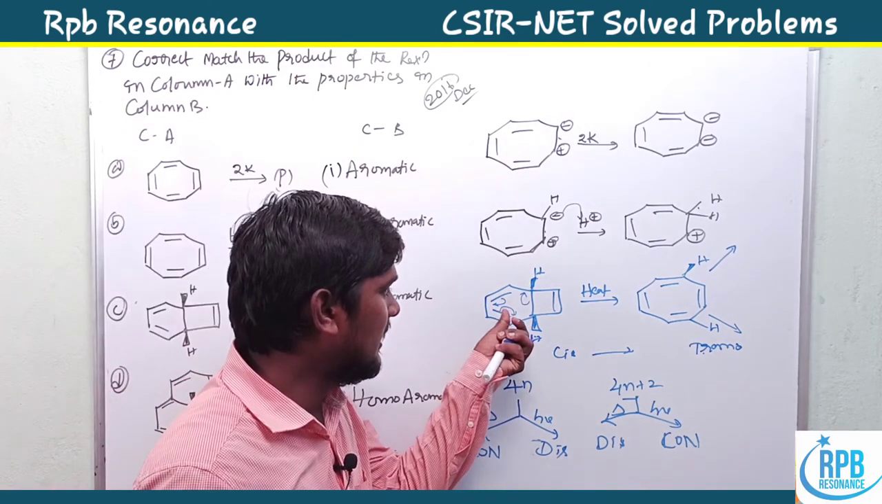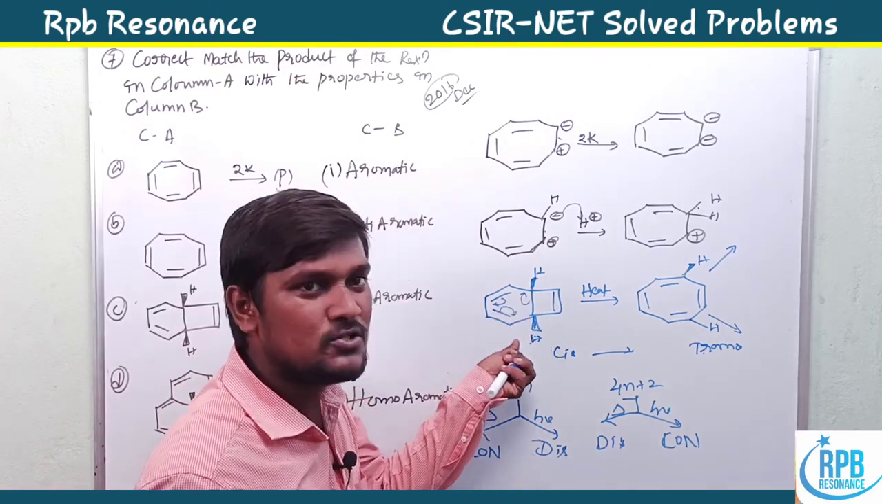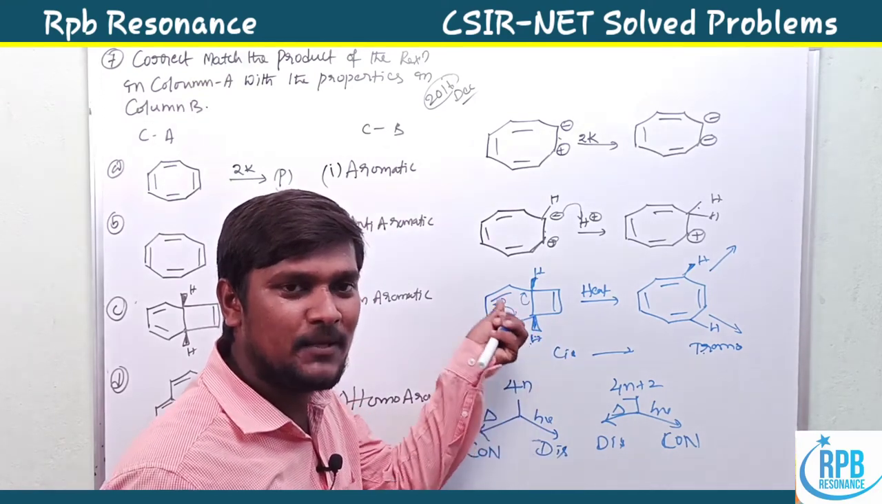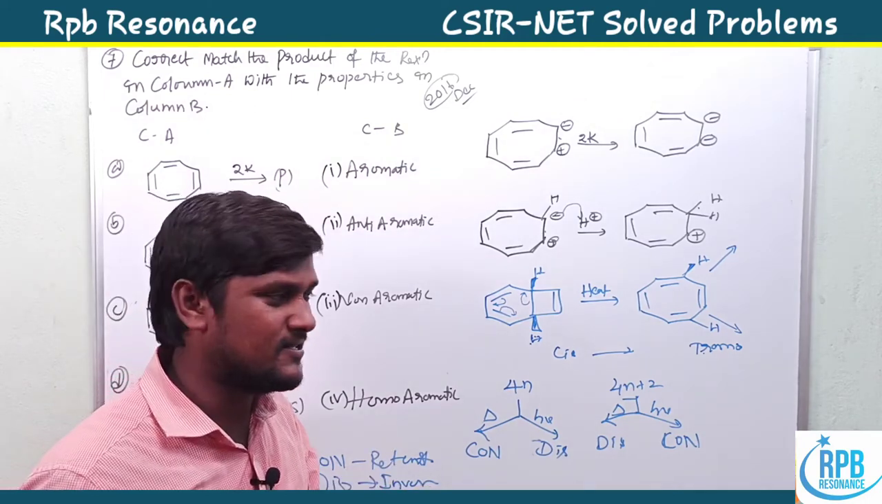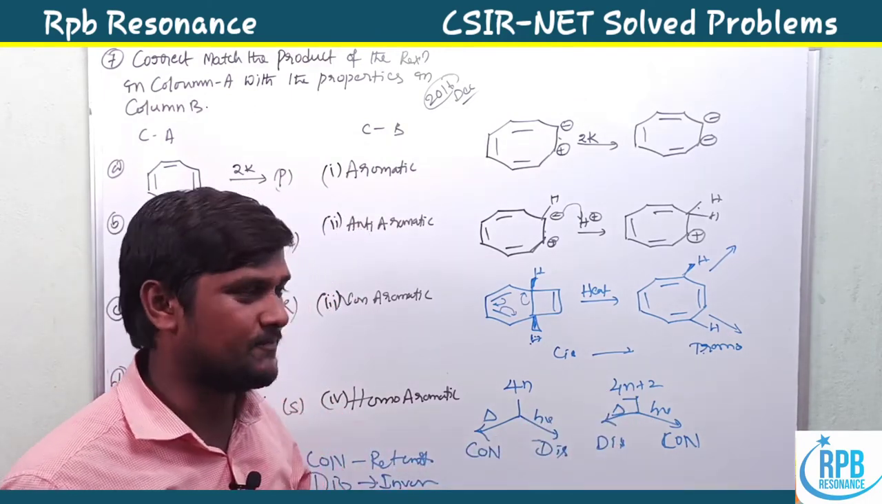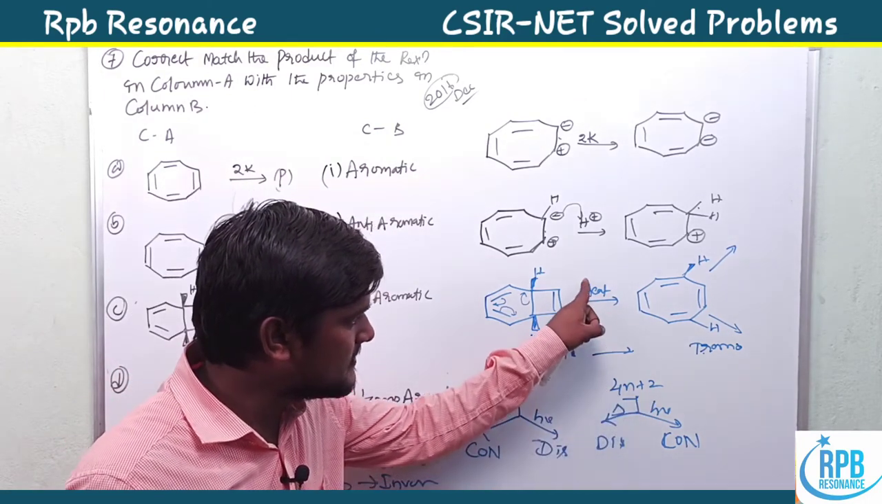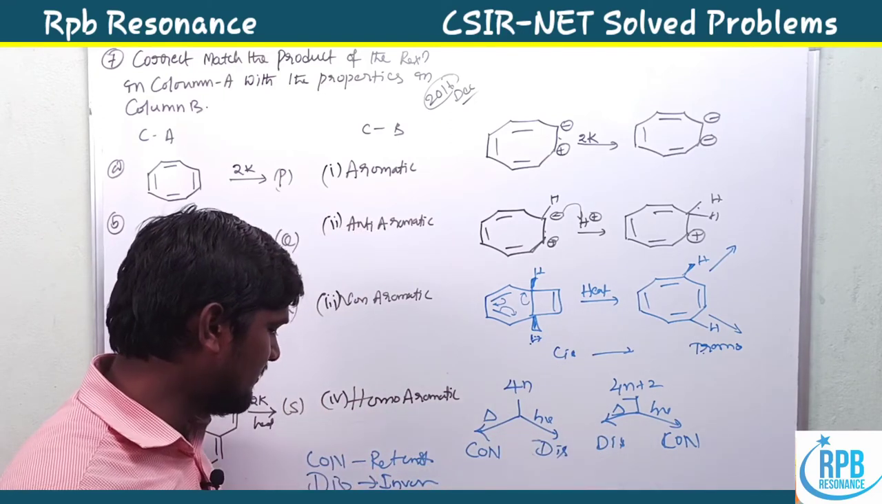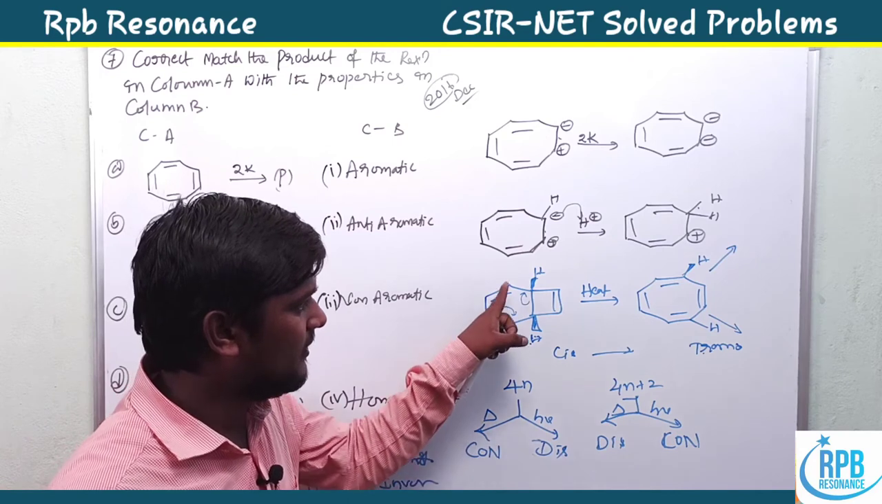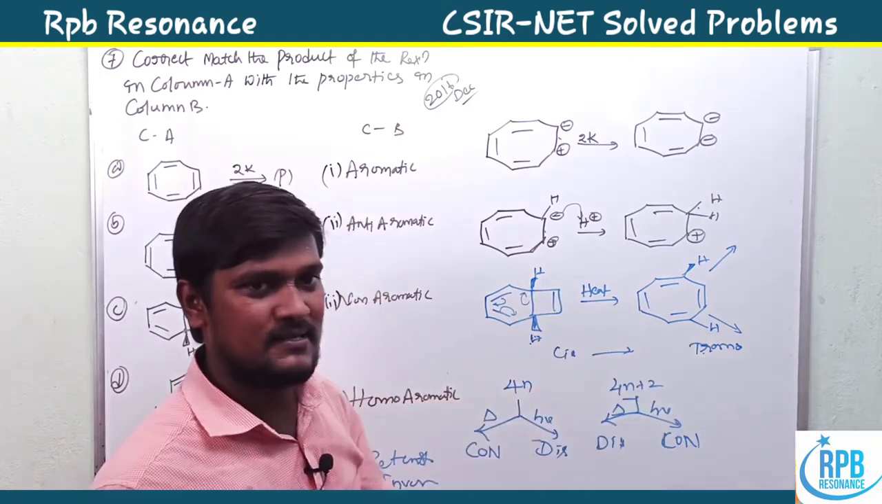Now here there is 1 sigma bond and 2 pi bonds. The sigma bond means 2 electrons, and the pi bonds mean 4 electrons. So 4 plus 2, 6 electrons participate. 6 electrons is nothing but a 4n plus 2 pi electronic system. So the 4n plus 2 pi electronic system under heating condition allows dis, and dis is nothing but inversion of configuration. So that's why the cis compound becomes trans.